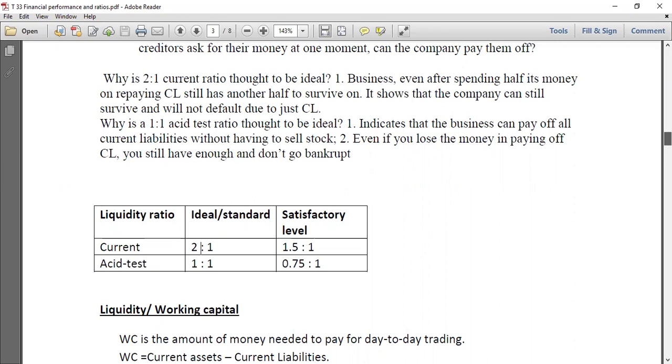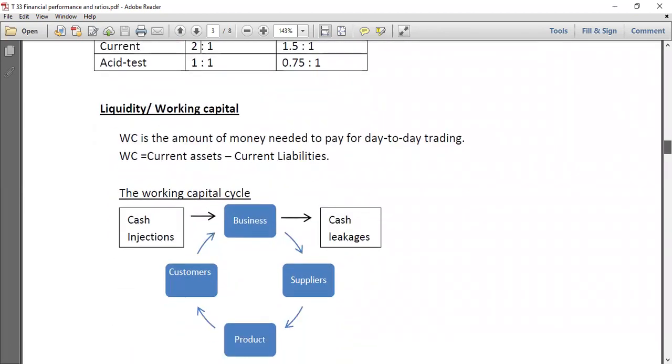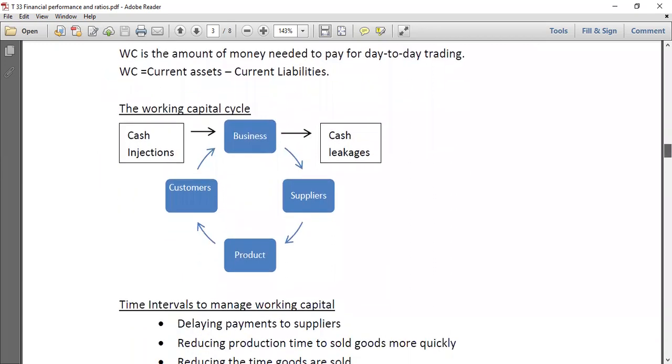Working capital is the amount of money needed to pay for day-to-day trading. We sometimes calculate it as current assets minus current liabilities. This is the working capital cycle. Cash comes into the business from customers and goes out to suppliers, and the suppliers give you inventory and stocks. These stocks go through the production process in the business, the value addition process, and then we sell the finished goods back to the customers, and the customers give us the money.